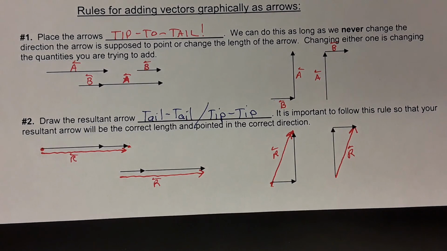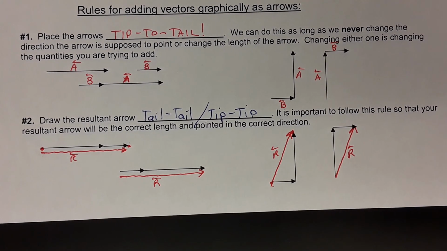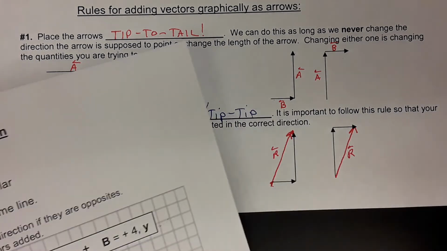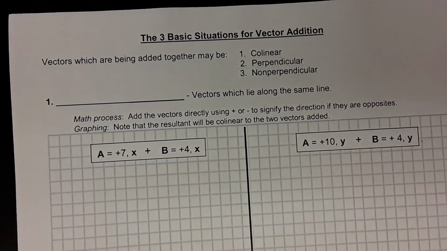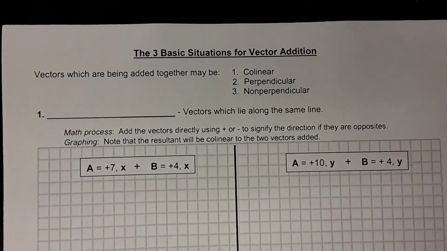Okay. So that's how we're going to be adding them graphically. Now, let's look and see what kind of situations we're going to be adding vectors in. Okay, you need to go to your second page now. It should look like this one. Okay, let me get that out of the way.